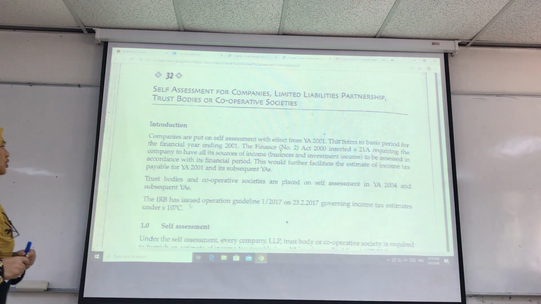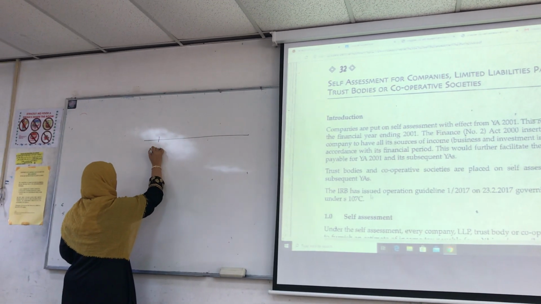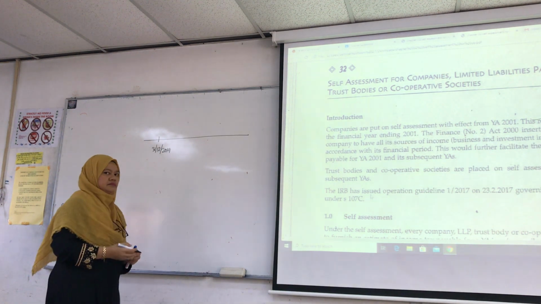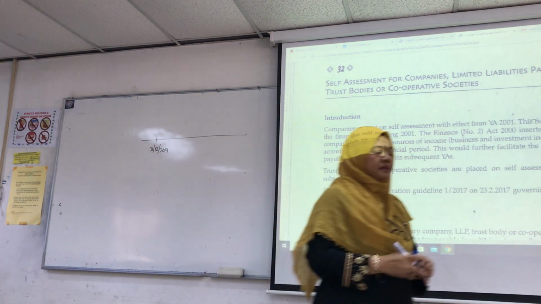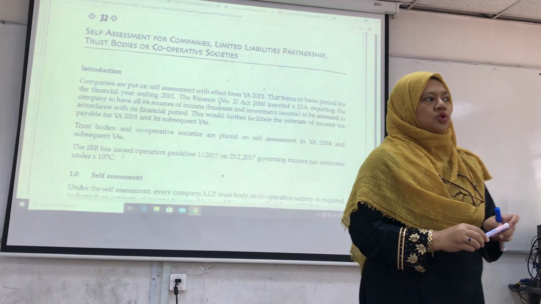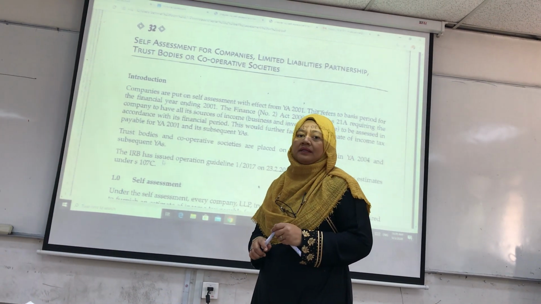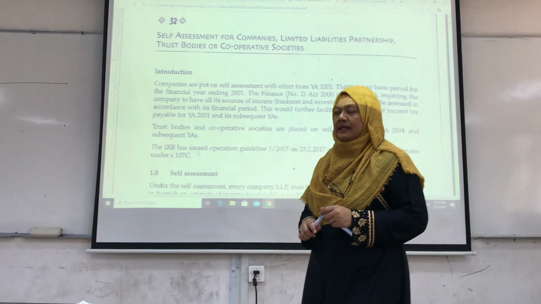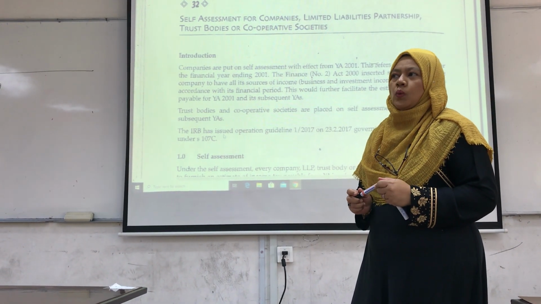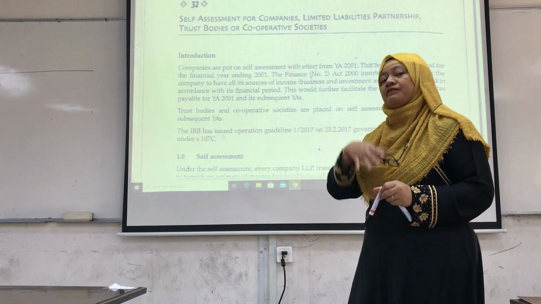So let's go back. For example, when talking about a company with a year end of 31st of December, let's assume it's 2019, and now it's 2020. So when is the deadline for the company to submit their Form C? Companies are required under the law to submit their Form C by the end of the 7th month of the following year.